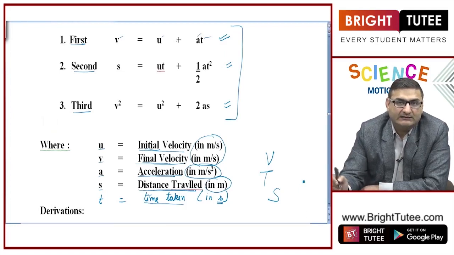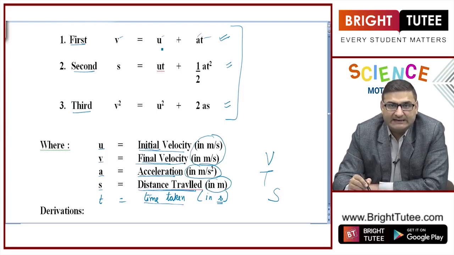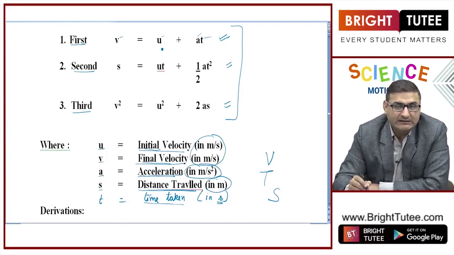So these are the three equations of motion that you need to remember. v is equal to u plus at is the first equation of motion. s is equal to ut plus half at square is the second equation of motion. v square is equal to u square plus 2as is the third equation of motion.